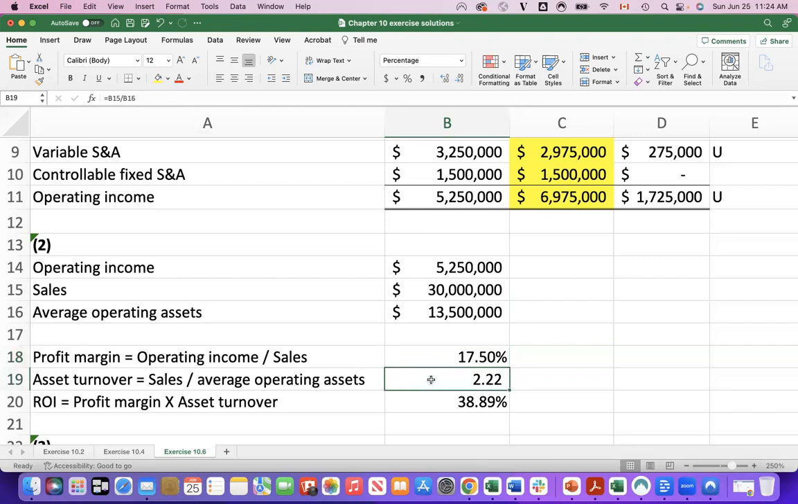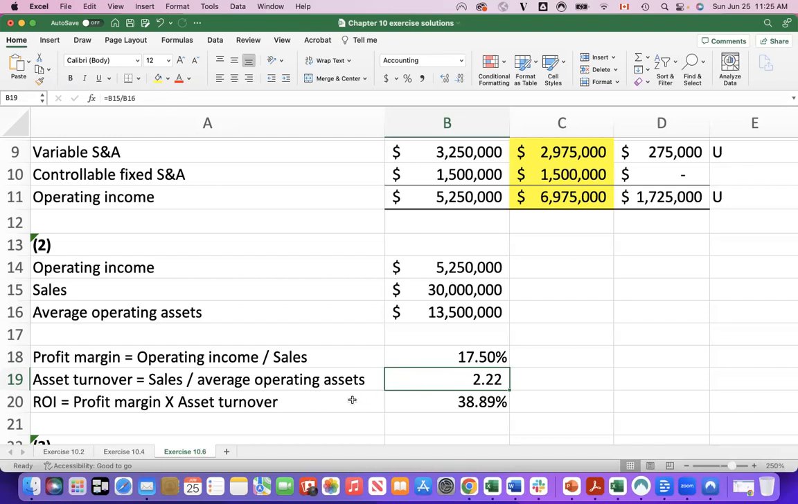Now, asset turnover is a measure of how effectively we're utilizing our assets in order to generate sales. Because remember, the whole point of investing in assets for a company is to generate a benefit that ultimately turns into revenue for the business, in this case, sales for the business. We take our sales of 30 million, we divide it by our average operating assets. We had an asset turnover of 2.22. That means for every dollar of operating assets we invested in, it generated about $2.22 in sales.